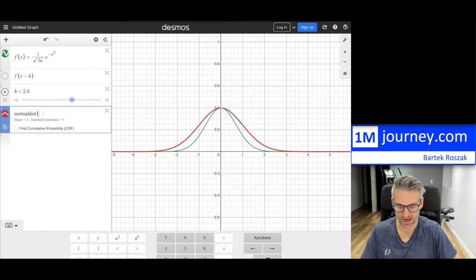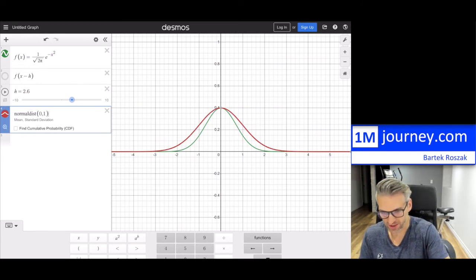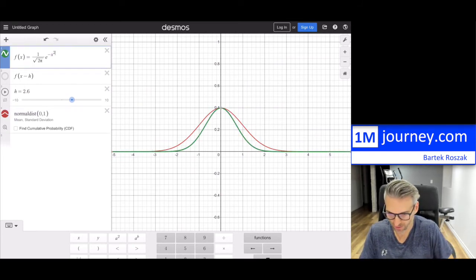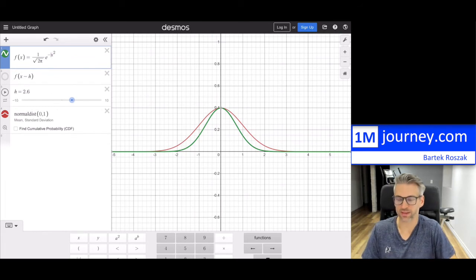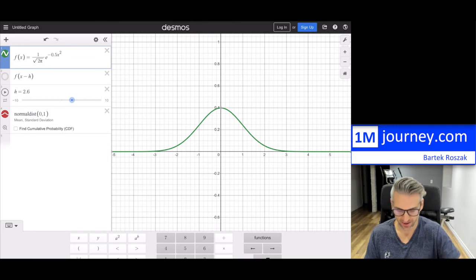So that's what you have. If I map this, I have a mean of 0 and a standard deviation of 1, so 0 and 1. Notice that if I go back to the original, this was supposed to be 1 over 2, so this is 0.5. So that's what we have there. Notice they align on top of each other.